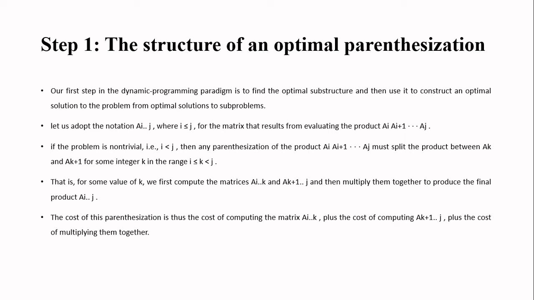So let us adopt the notation Ai..j, where i is less than or equal to j, for the matrix that results from evaluating the product Ai Ai+1 to Aj. We use this kind of notation for simplicity; otherwise we would need to write out all these terms, Ai to Aj, that sequence and that product. Then if the problem is non-trivial, that is when i is less than j.